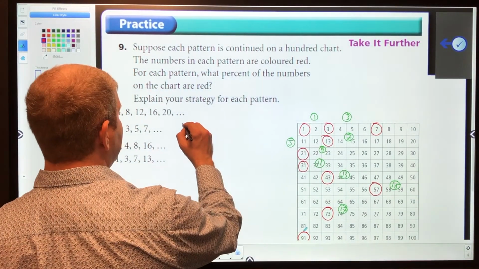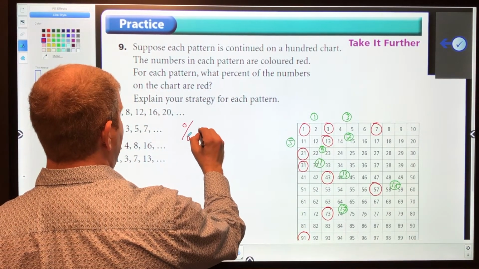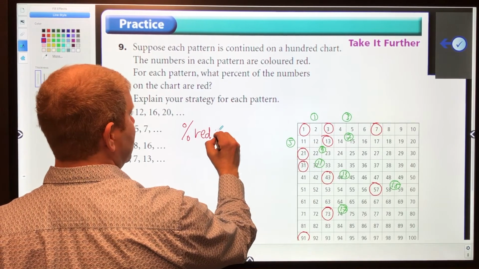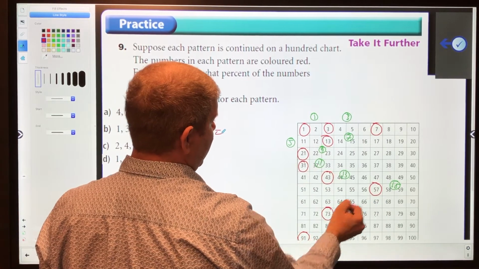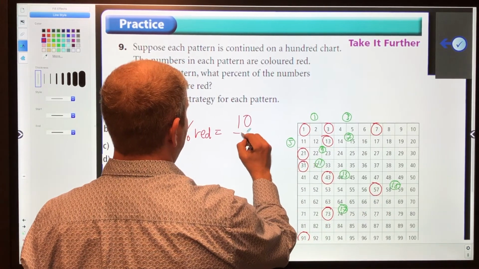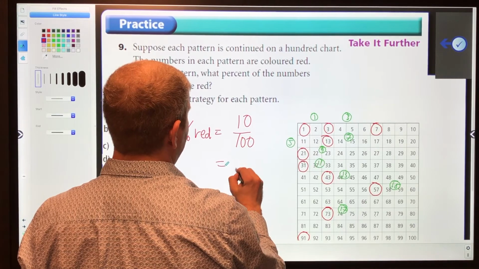So now again, we can do the number of red, and we can just add them. So 1, 2, 3, 4, 5, 6, 7, 8, 9, 10. 10 out of 100, which is 10%.